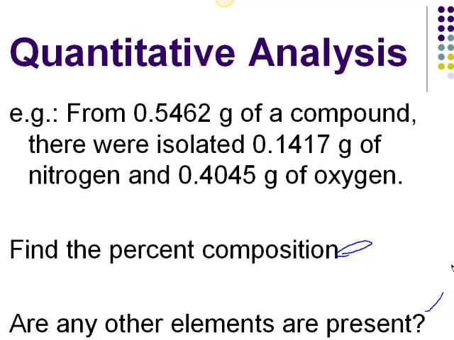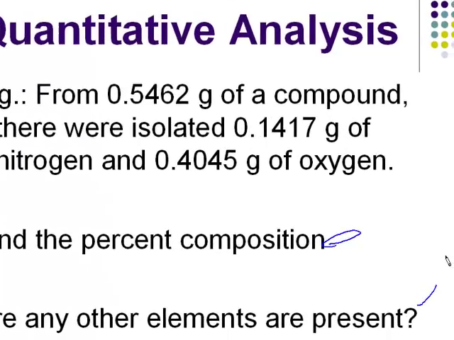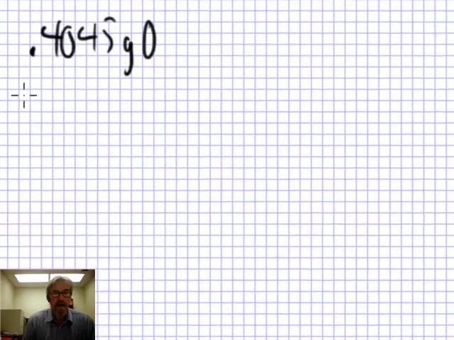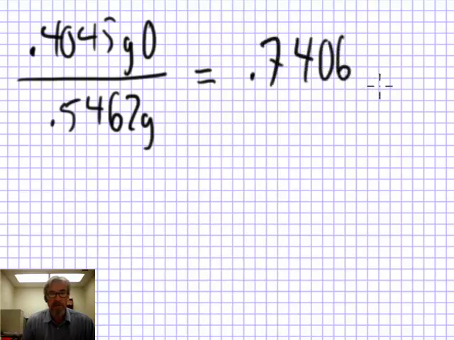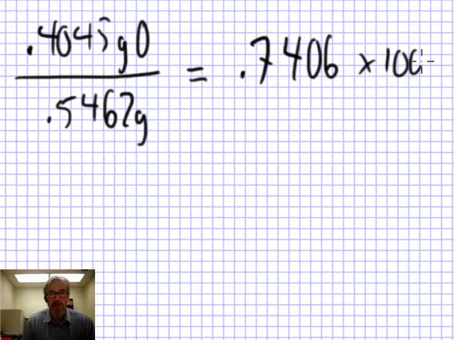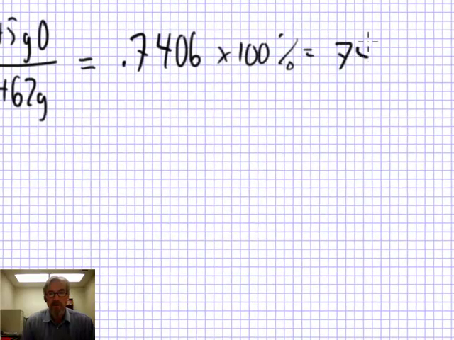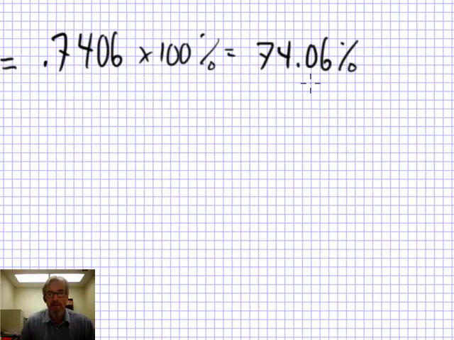So the percent composition is just going to be a list of what percent of this compound's mass is nitrogen and what percent is oxygen. Let's solve the problem. This compound contains 0.4045 grams of oxygen. That's out of a total mass of 0.5462 grams of compound. If I divide here, I get 0.7406. Now, to express this as a percentage, what I really want to do is multiply by 100%. So that gives me 74.06%.